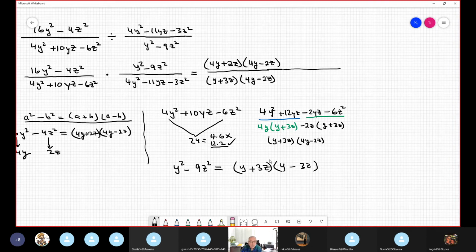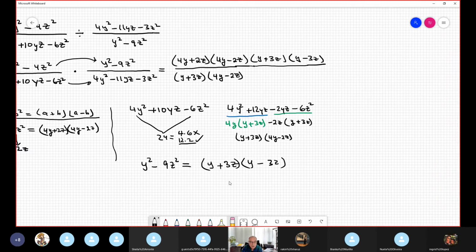Okay, if you want, you can condense this multiplication and understand that. If you put only one common line, in the top I put y plus 3z and y minus 3z. Okay, now let's move on to the last trinomial.